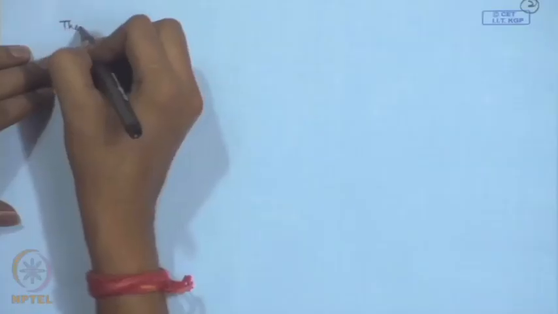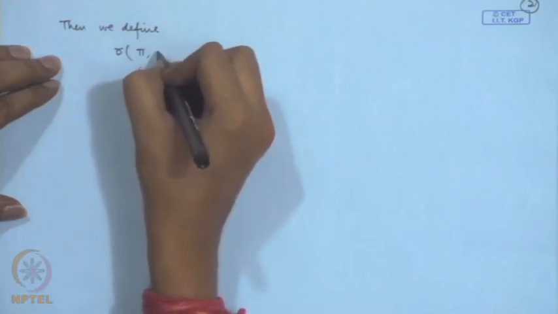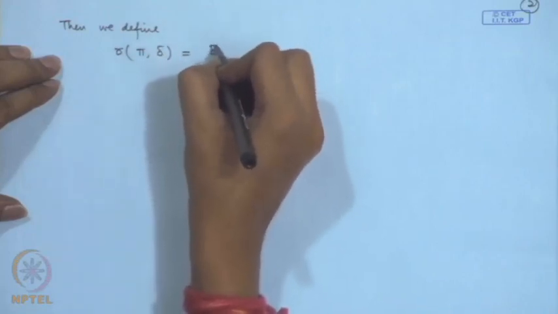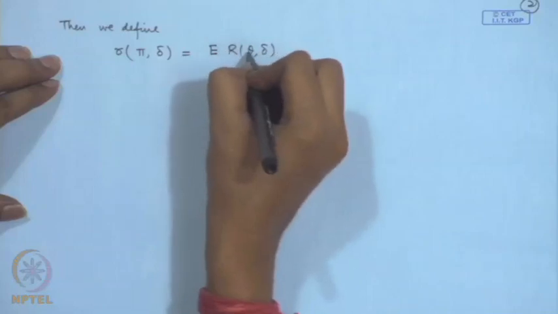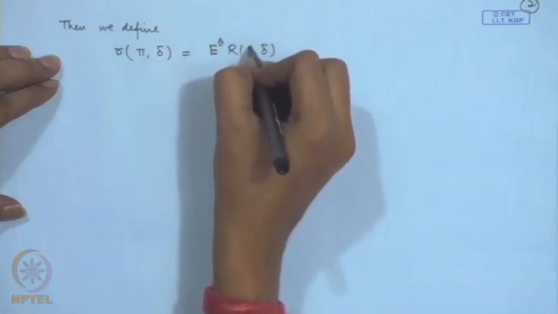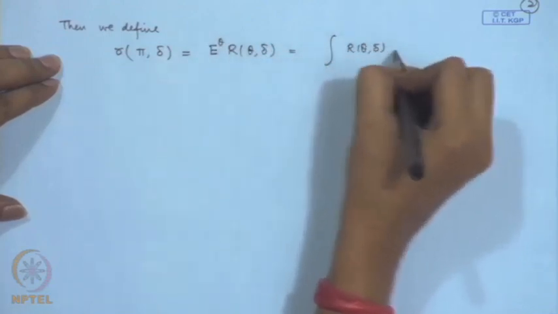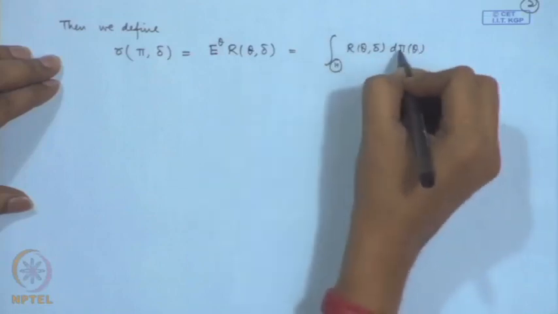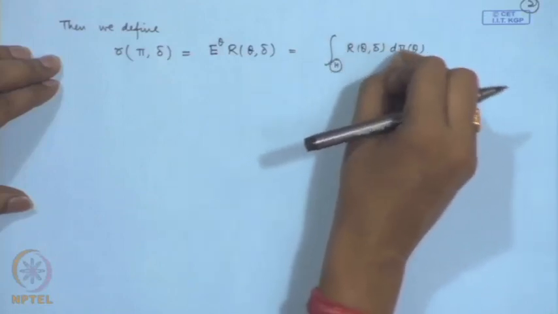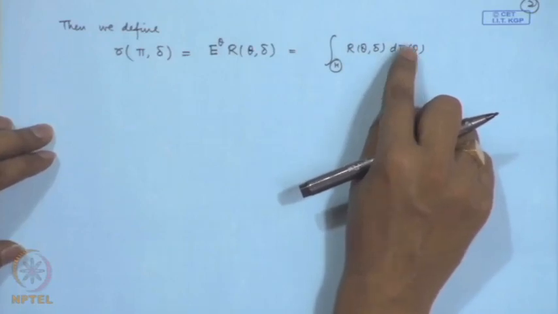Then we define r(pi, delta) as the expectation of r(theta, delta). Now, what do we mean by this expectation? This expectation is over theta, because theta is now considered a random variable. So, suppose you are dealing with a continuous distribution, then it could be the integral with respect to d pi(theta). Here I have just used a general notation, as theta varies over the parameter space. d pi(theta) means Lebesgue-Stieltjes integral. So, this could be an integral or a summation depending upon whether we are assuming a discrete or continuous distribution.